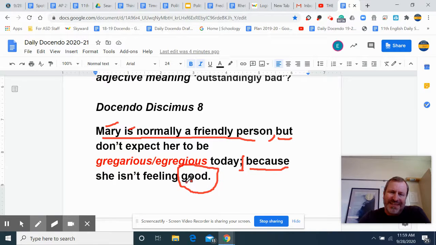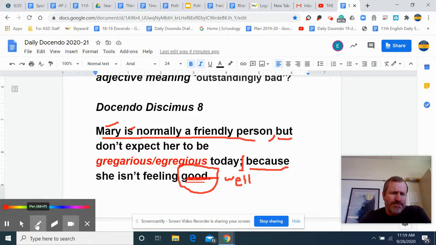When you're talking about a feeling, you say well. I'm not sure if I can spell this very legibly. So that's just a matter of knowing the usage there. When you're talking about how are you feeling, I'm feeling well. I think that's all the changes we need there.